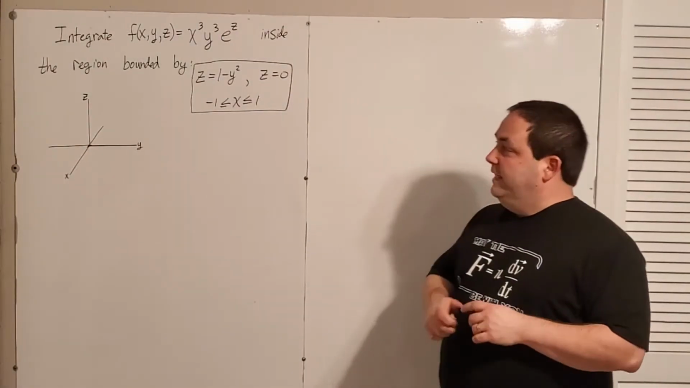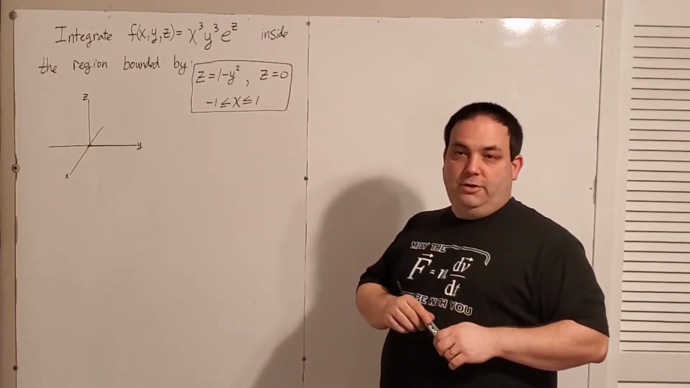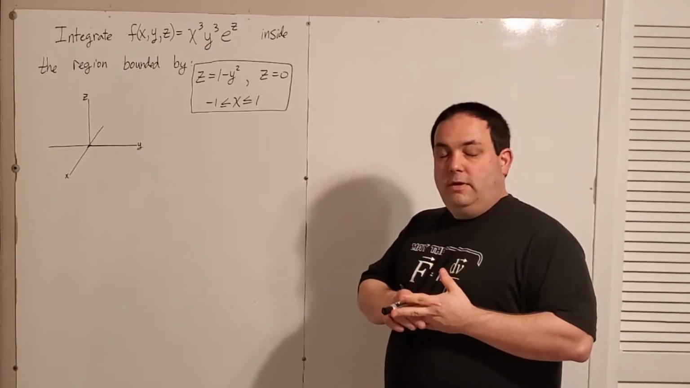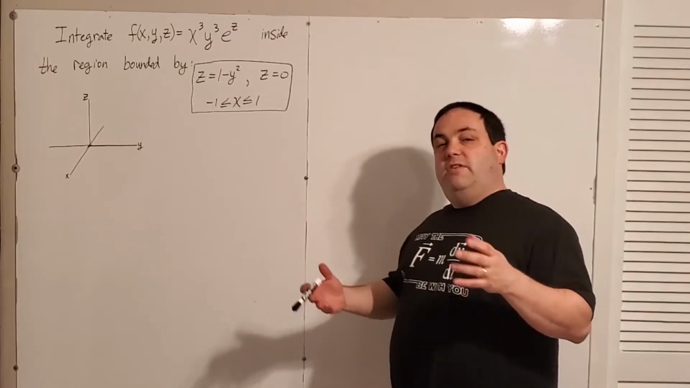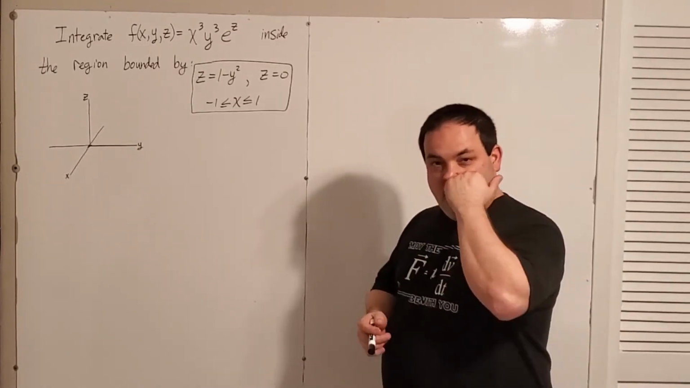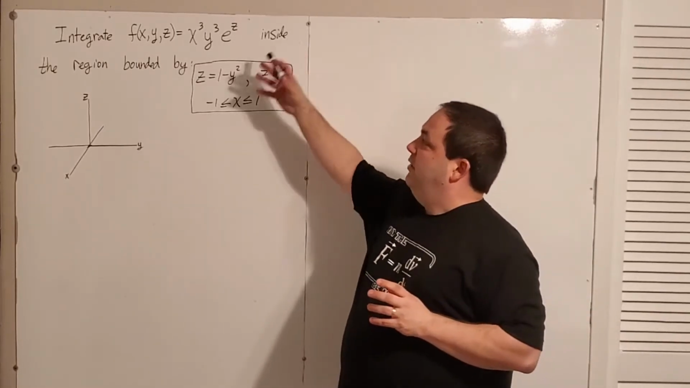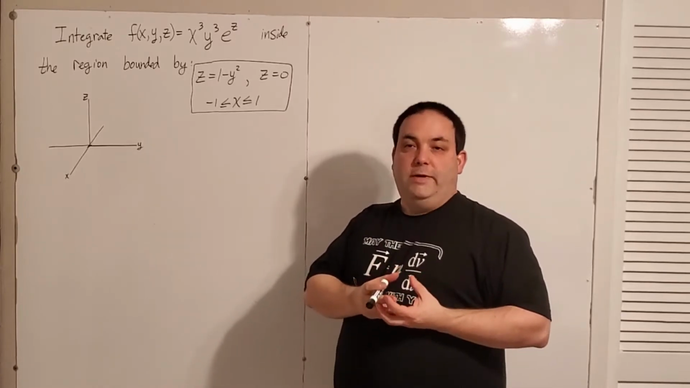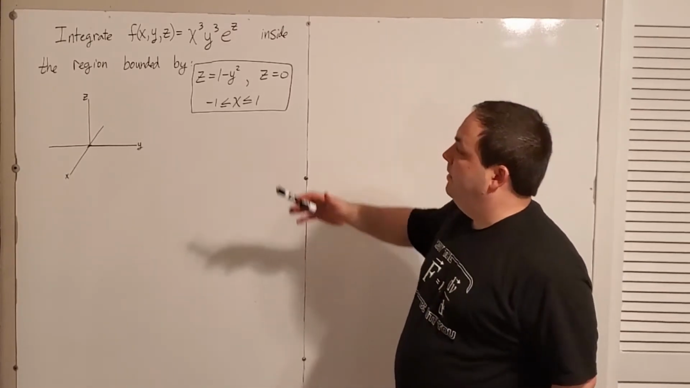Next example is we're going to integrate a function inside of a region this time. And one of the key things that I want you to notice, especially with the final answer, is that we're not actually finding a volume here. We're doing a triple integral to actually sum the values of a function inside of a region for whatever reason our applications require.